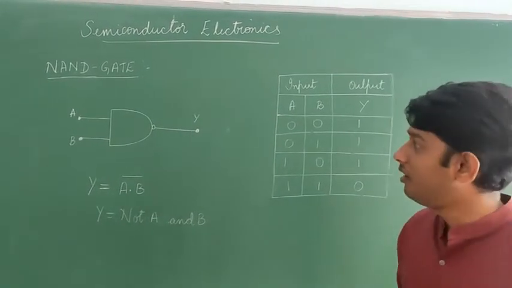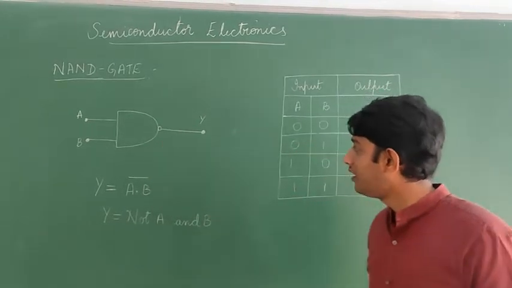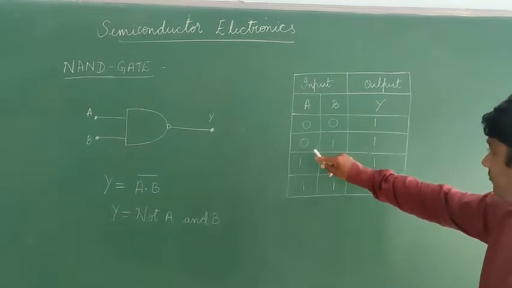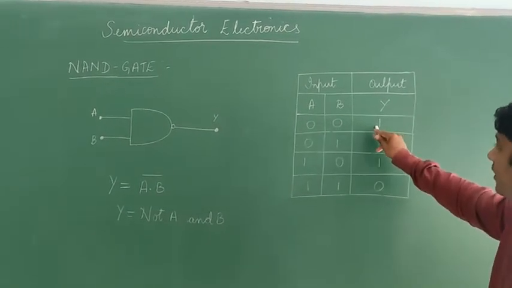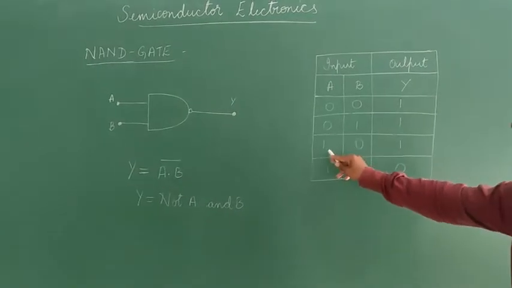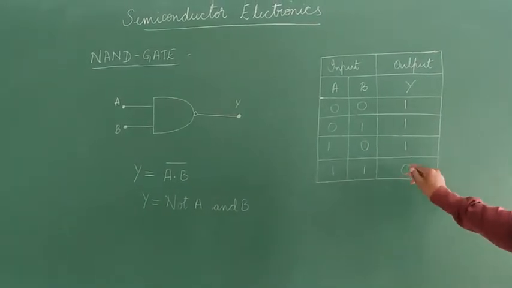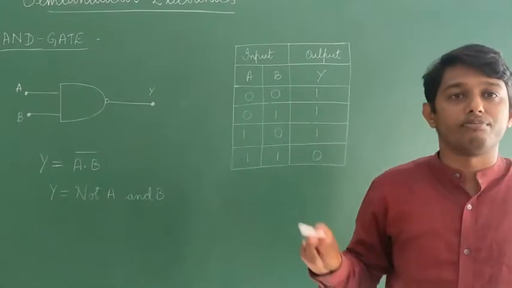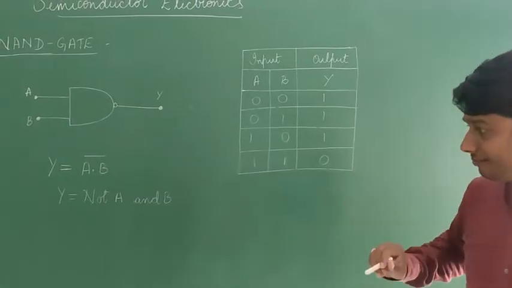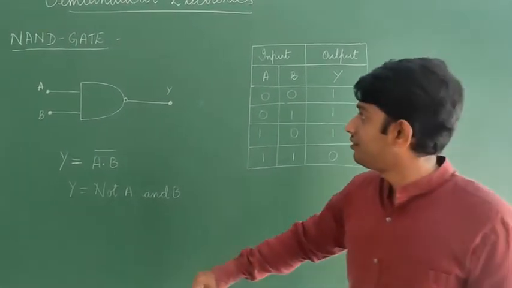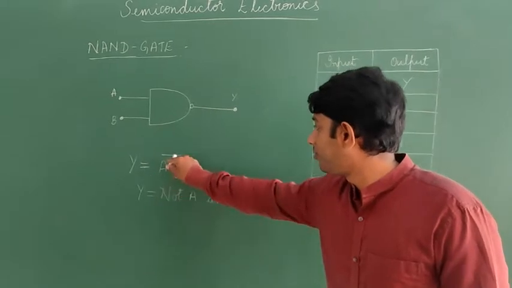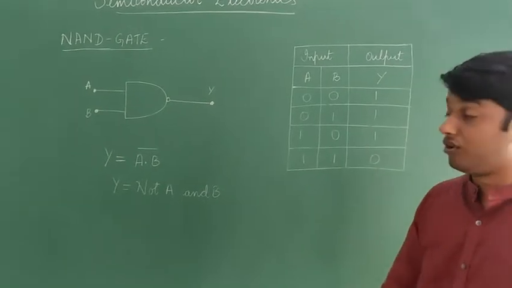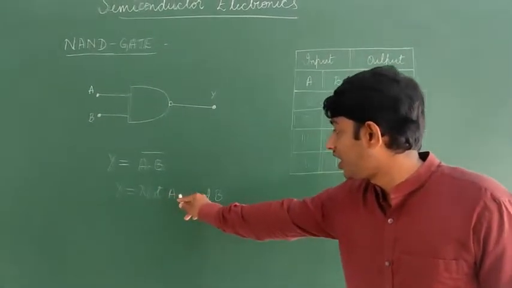The circuit symbol for this NAND gate is this one and the truth table for this NAND gate is here. So here 0, 0 gives rise to 1, 0, 1 is 1, 1, 0 is 1, 1, 1 is 0 here. So it clearly shows that it is the exact opposite of the AND gate. So here the Boolean equation for this NAND gate is y is equal to a dot b bar, which is read as y is equal to not a and b. So remember that y is equal to not a and b.